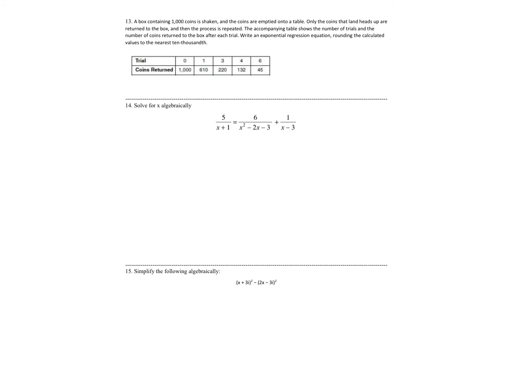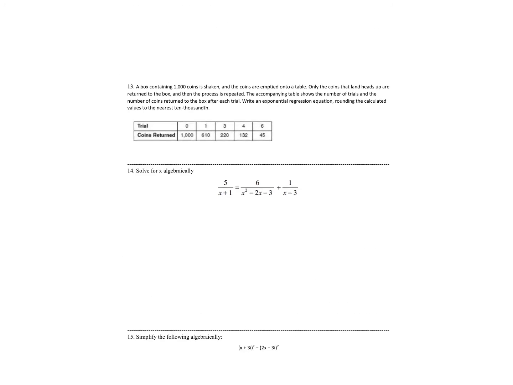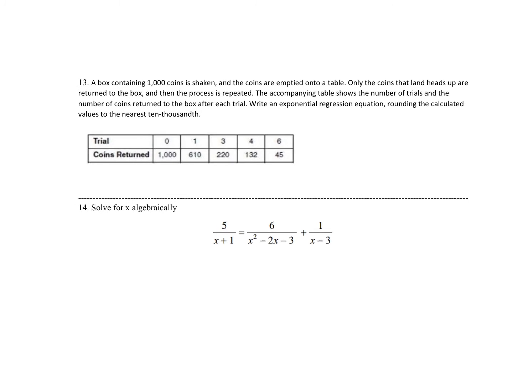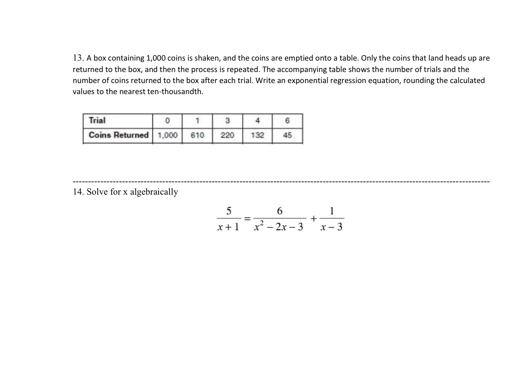Yep. Last page, people. Okay, nice. All right. So this one here says there's 1,000 coins shaken, the coins are emptied on the table, only the coins that land heads up are returned to the box, blah, blah, blah. They tell you that they want you to write an exponential regression equation for this, rounding the values to the nearest ten-thousandth, which is 4 places, because 10,000 has 1, 2, 3, 4 zeros. That's how I think of it.